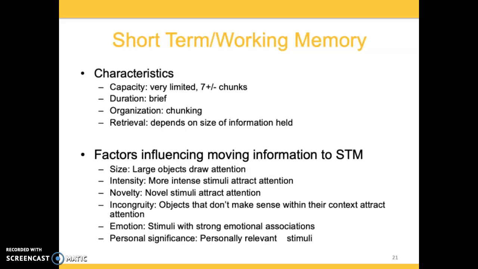So what factors influence moving information to short-term memory from your sensory memory? So, for example, size: large objects draw attention. Also, more intense stimuli attract attention, like intensity. Novel stimuli attract attention. Also, objects that don't make sense within their context attract attention. Stimuli with long emotional associations, and also personally relevant stimuli, also attract attention.